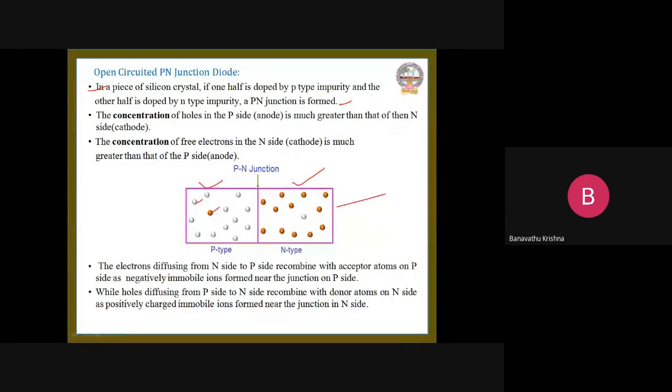Coming to the N side, these are the electrons, and this is a hole. Let us observe here that the majority charge particles in the N side are electrons, and the minority charge particles are holes. Let us observe the second point here.